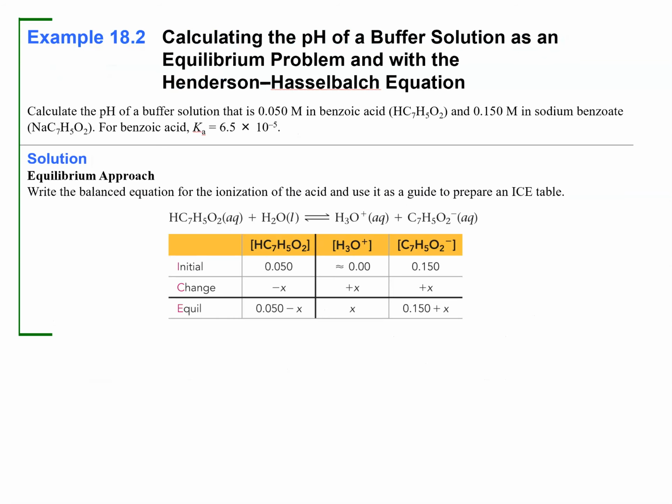So let's do some examples. Once again, we'll do one with the ice table, and then we'll do one with the Henderson-Hasselbalch.